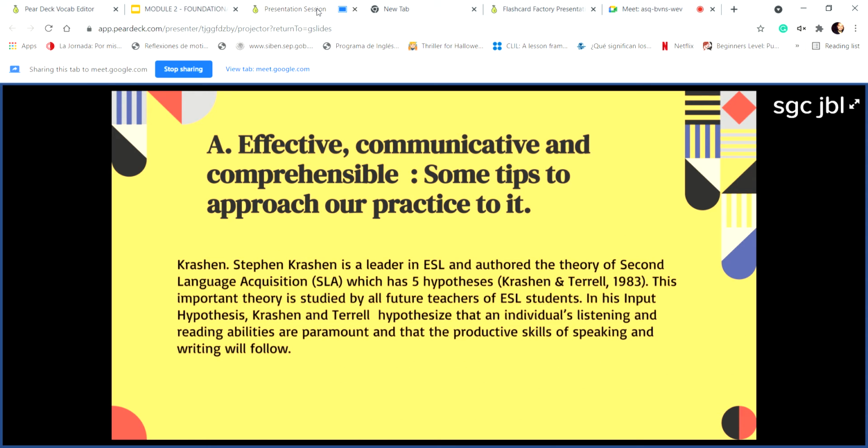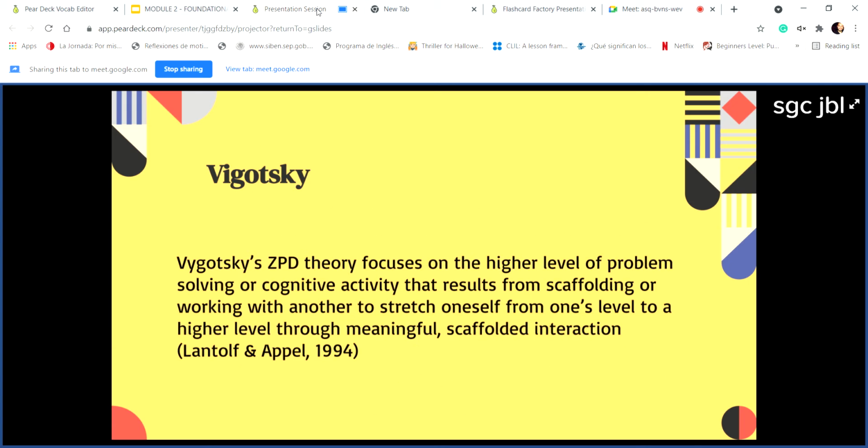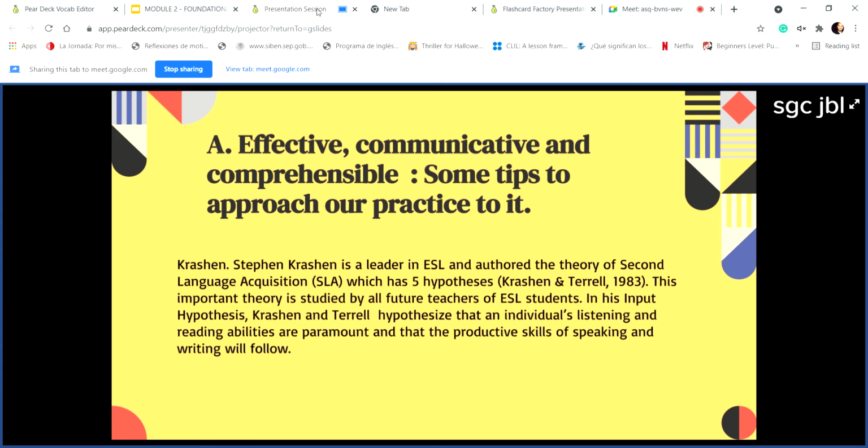So now we're going to be talking about effective, communicative, and comprehensible tips to approach our practice. Let me just go back. Krashen, Vygotsky, and CLT, these three backbones of the teaching practice, what are they asking for you? Or what do they want from you?